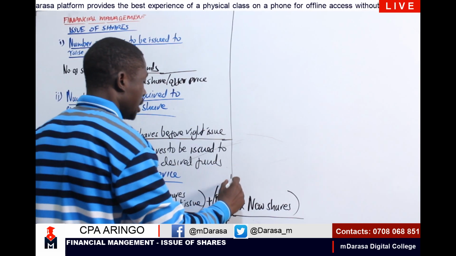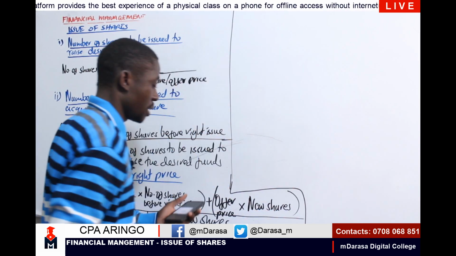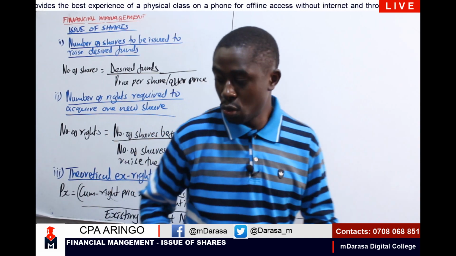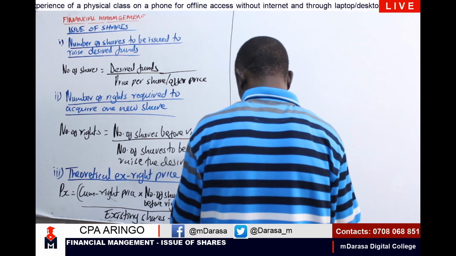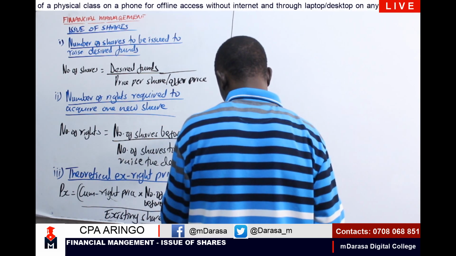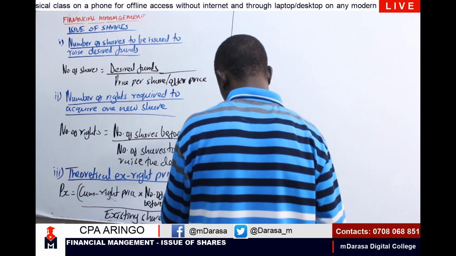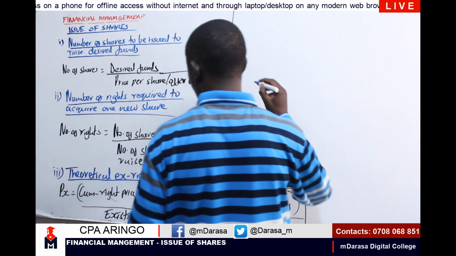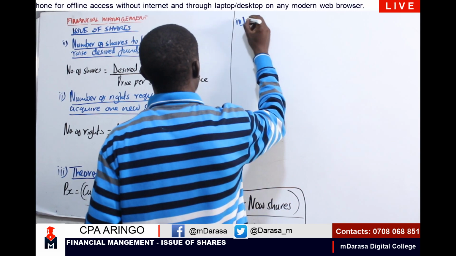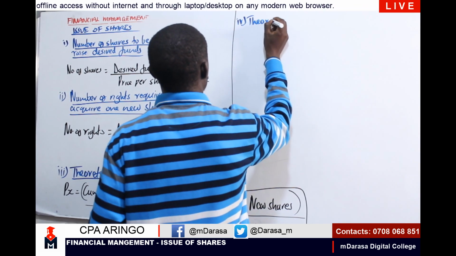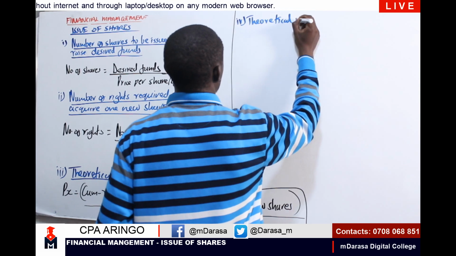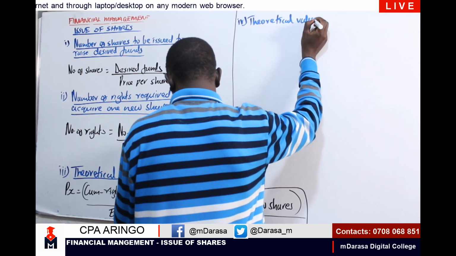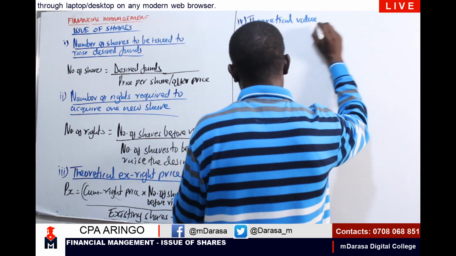Then lastly, which is also very important at this point, we should also look at the concept that we normally refer to as the theoretical value of a right. Number 4, theoretical value of a right.